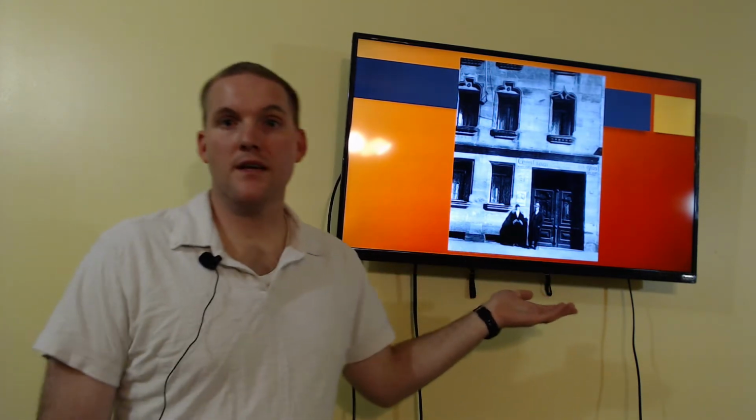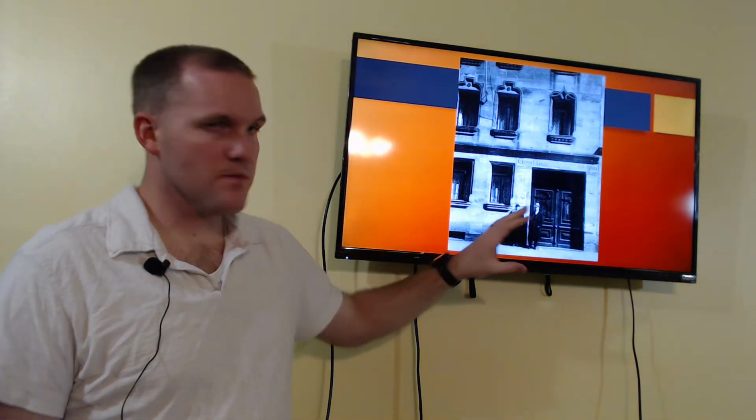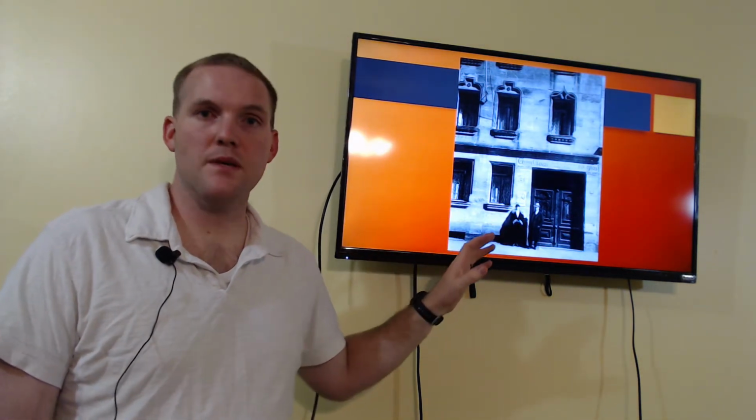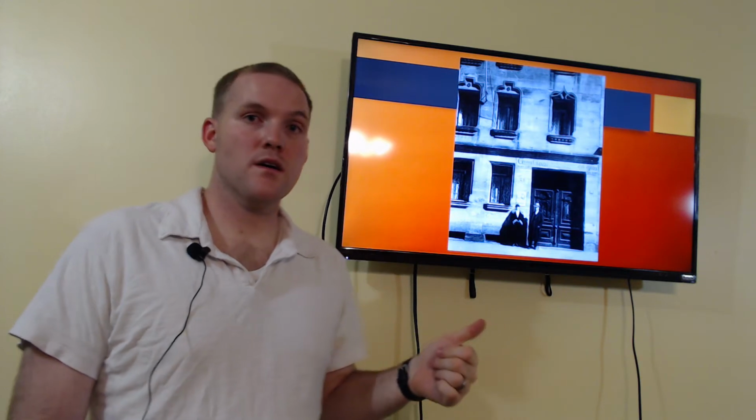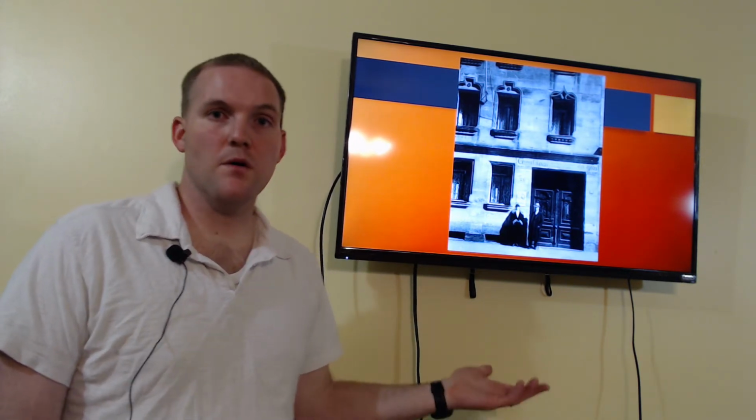This is the apartment building he actually purchased in Nuremberg. In this apartment building, he actually employed a number of people, among them a cook, a maid, a chauffeur. He was a very, very well-off small business owner.